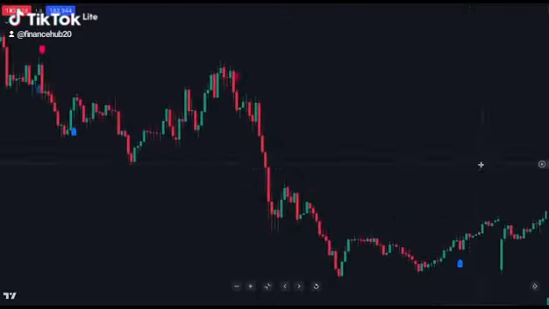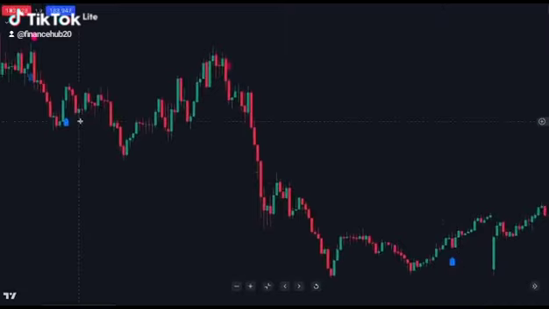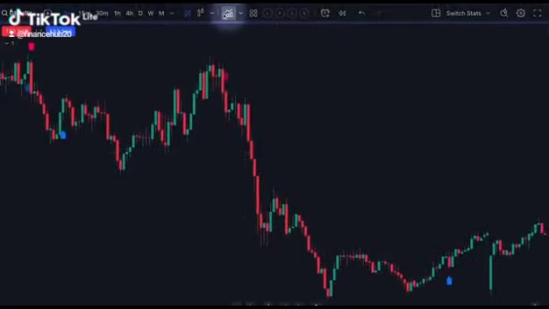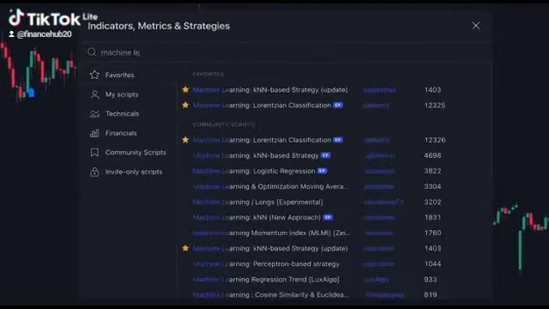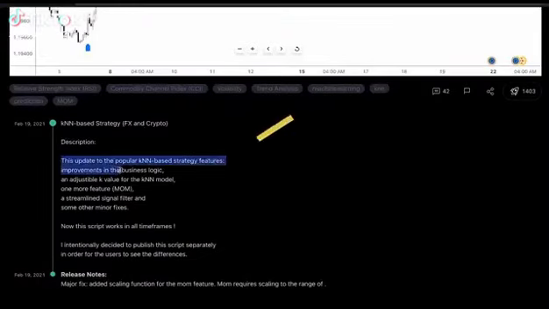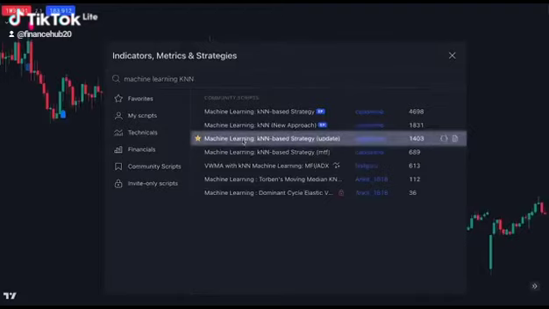profitability. The first indicator is programmed using a machine learning technique called nearest neighbors and provides these buy and sell labels to help identify market direction. We can access it by searching Machine Learning KNN Update. The older version of this indicator received the Editor's Pick Award, which shows that it's one of the top indicators on the platform, but this is an even more updated version by the same developer. Here we can see the developer pointed out that while the previous version did not work on all timeframes, this version does. Go ahead and add it to your chart.